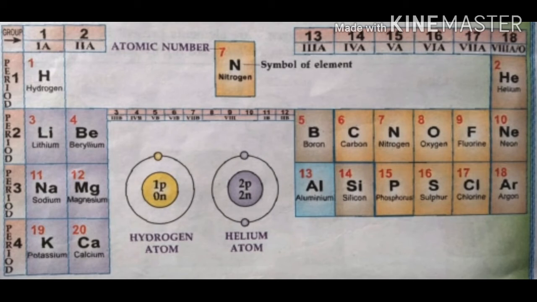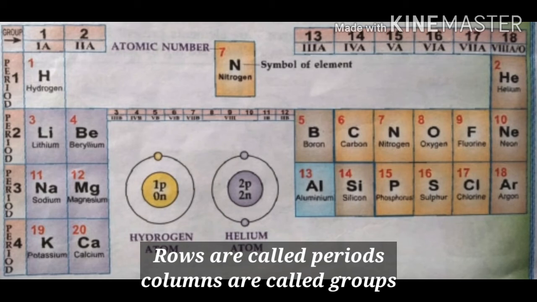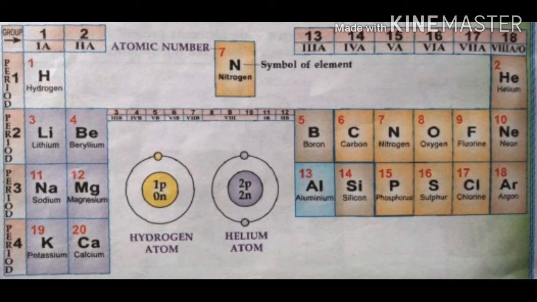Or when we move from top to bottom, in a vertical direction, it shows a group. Here groups 1, 2, 3, 4, 5, 6, 7, 8, 9, 10, 11, 12 in the middle, then again 13, 14, 15, 16, 17, 18. There are 18 groups. The first group contains hydrogen, lithium, sodium, potassium. The second group contains beryllium, magnesium and calcium.